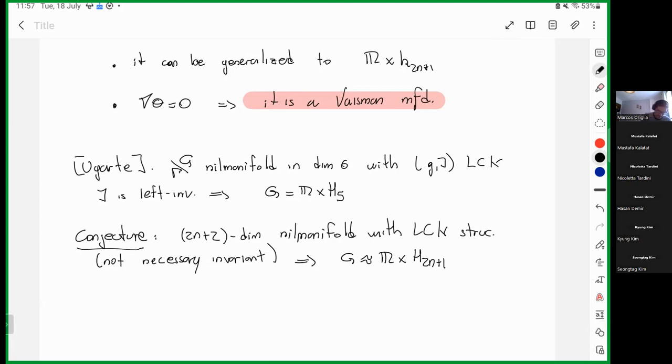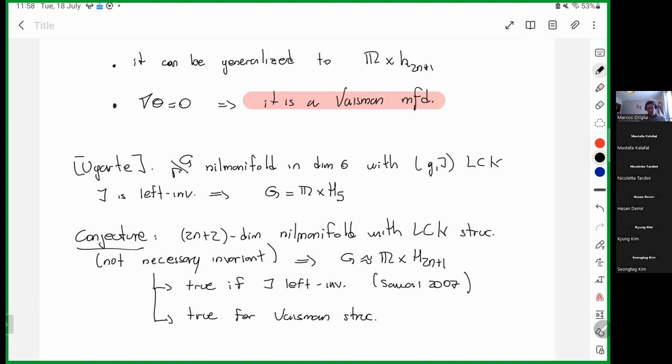So in general, this conjecture is open. It is true if you assume J is left invariant, for instance. In this case, Sawai in 2007 proved that it's true. And it's also true for Vaisman structures, I mean, if you add the extra condition of the Lee form being parallel. So the conjecture is also true. This was proved by Giovanni Bazzoni in 2017.